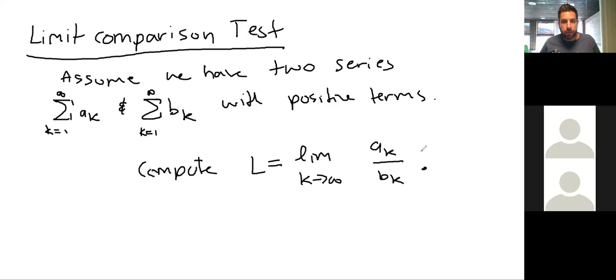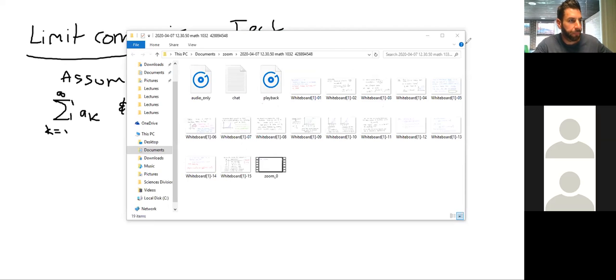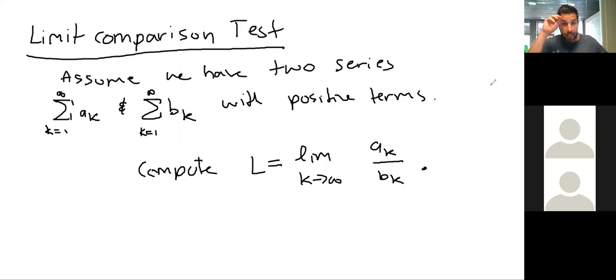So we have two series. All the terms are positive. There's no negative numbers. And what we'd like to ask is, suppose we know A converges. Is there anything we could say about B and vice versa? It turns out that in many cases you can if you study this limit. So that's what we want to look at.